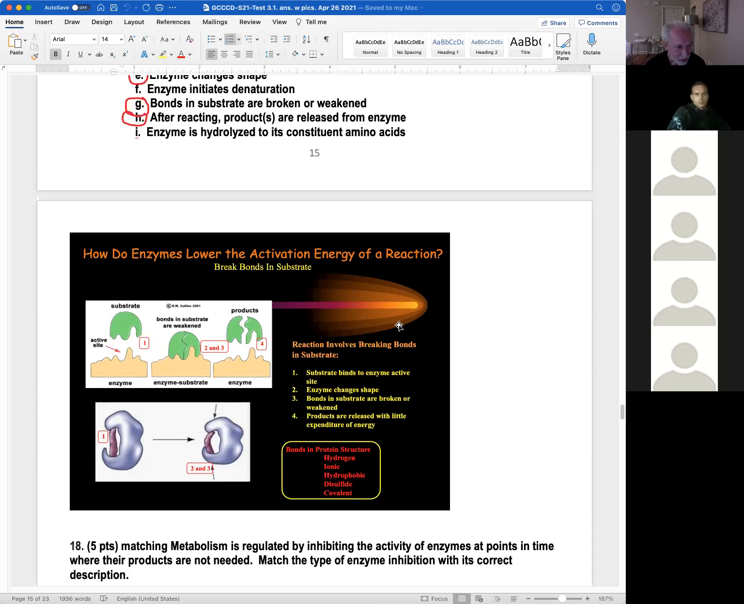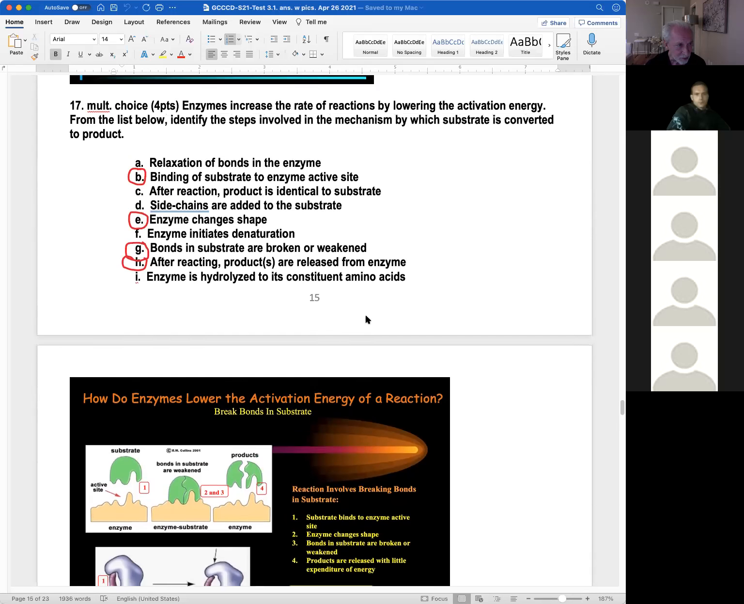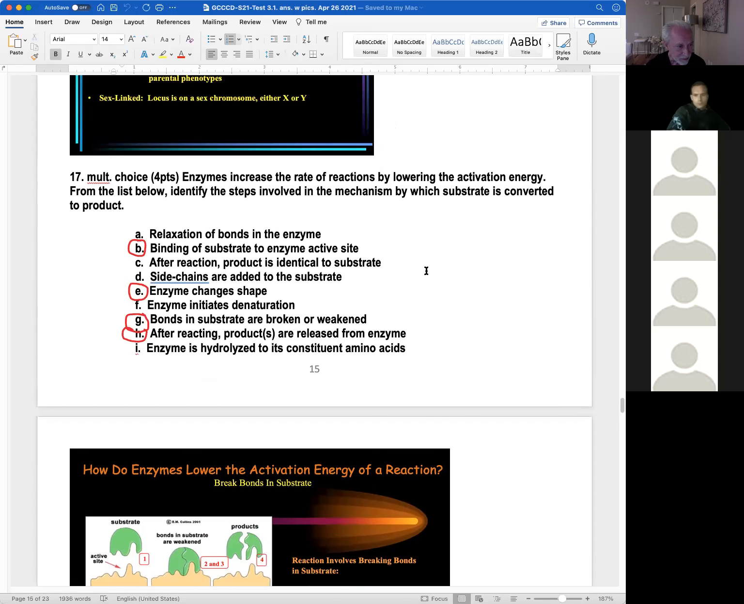So those are the steps that I was looking for when I asked this question. And I wanted you to think about this because it's one thing to just say superficially, oh, an enzyme is an organic catalyst. It converts substrate to product. But how does it do that? Well, these are the steps that an enzyme takes.